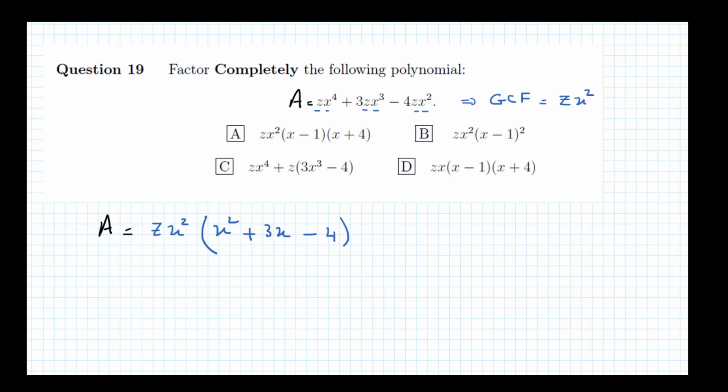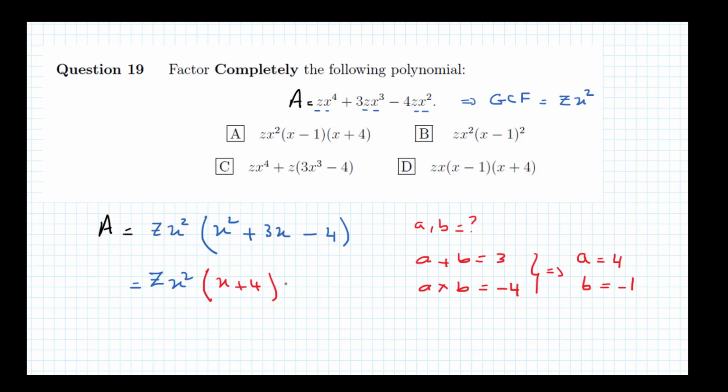Now we should factor out the polynomial x squared plus 3x minus 4. For this end, we should find two numbers a and b such that a plus b equals 3 and a times b equals negative 4. And these two numbers are obviously 4 and negative 1. A equals zx squared times x plus 4 times x minus 1. So the answer here is A.